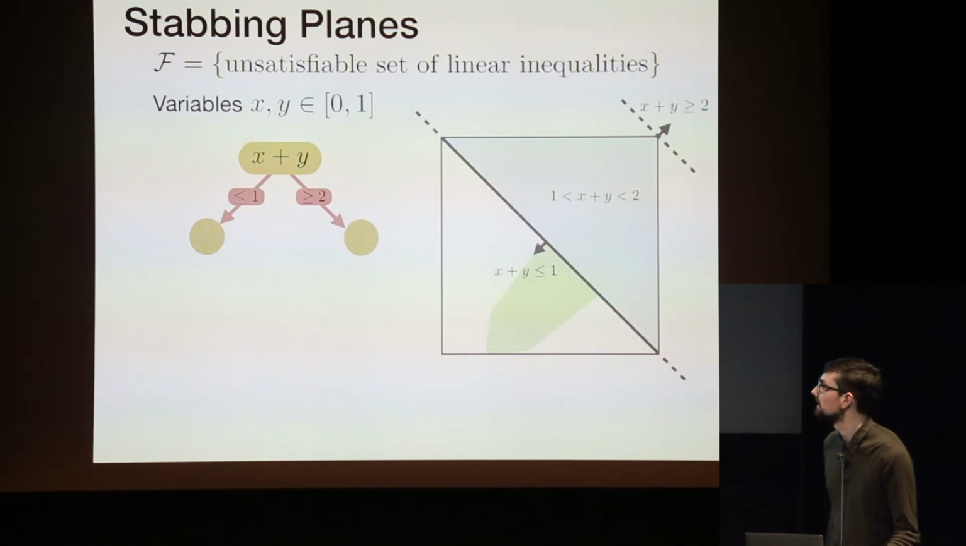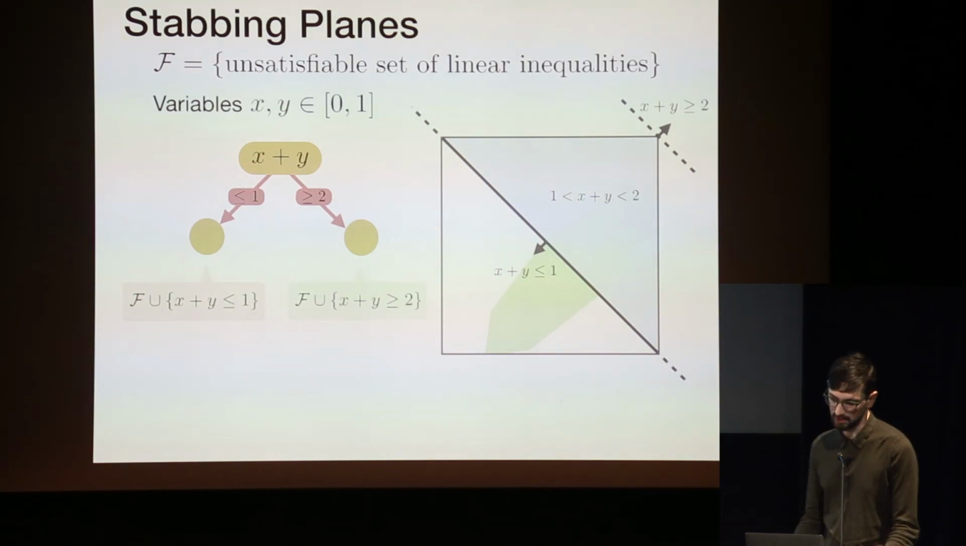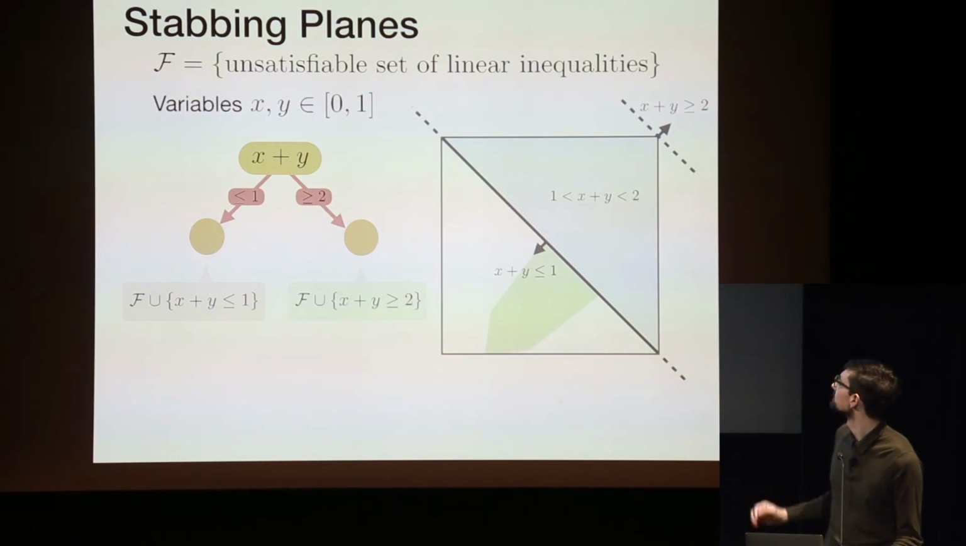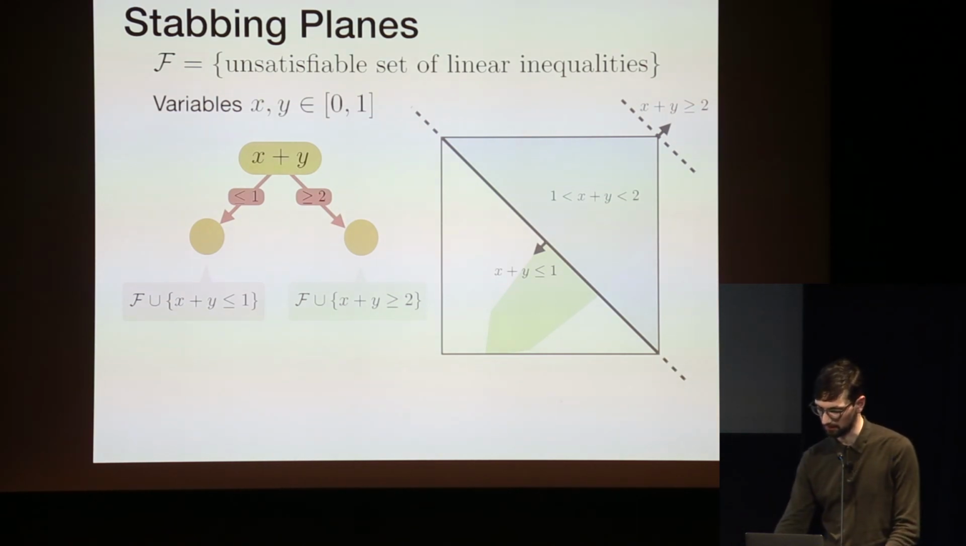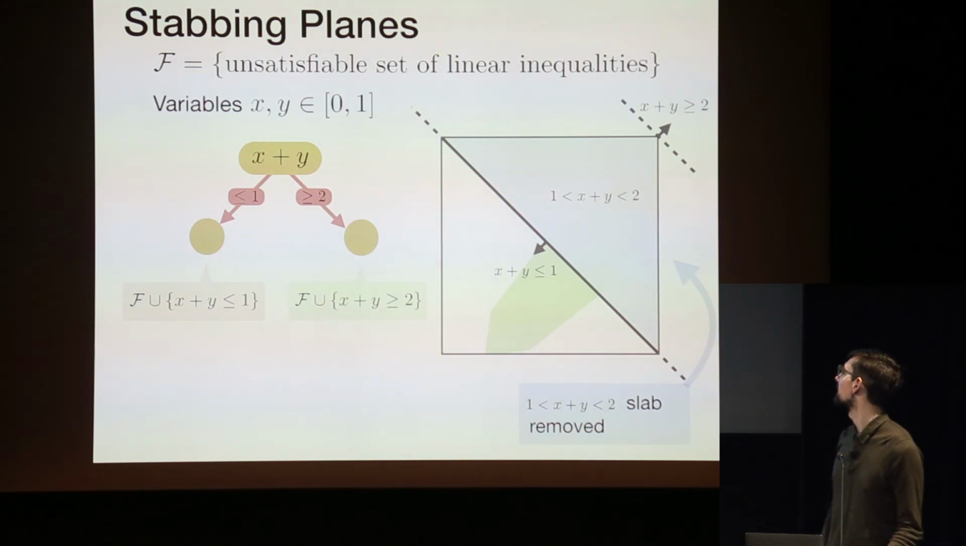So here I have the inequality x plus y is greater than or equal to 2. And so branching on this, you recurse on the left by adding x plus y is less than or equal to 1 to the set of constraints, and on the right, x plus y is greater than or equal to 2. And so geometrically, this corresponds to cutting out this slab of points from the polytope. On the left branch, you recurse on the bottom half, and the right branch, you recurse on the top.